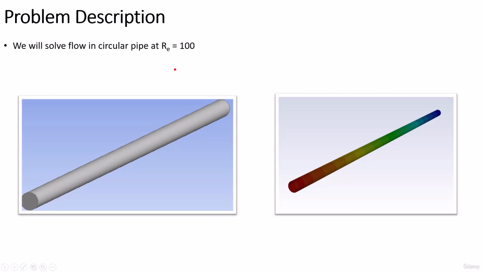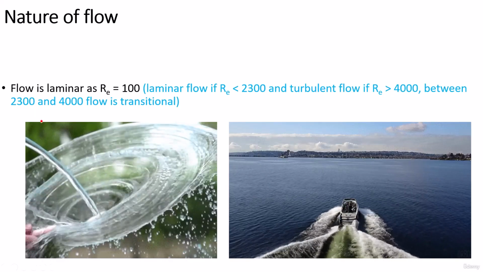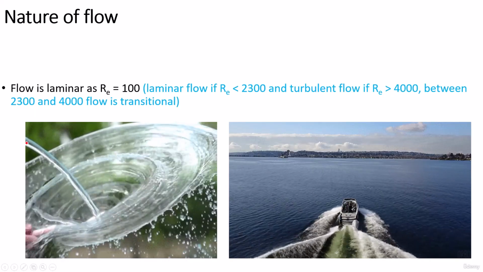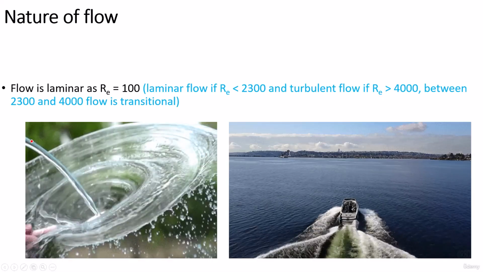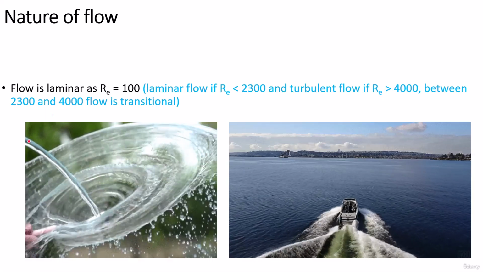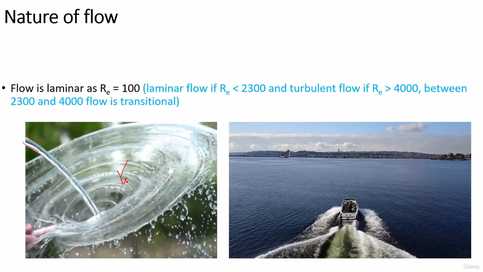So the problem description is that we are going to solve the laminar flow in a circular pipe at Reynolds number 100, and because it is less than 2300, the flow is laminar. If the Reynolds number is greater than 4000, then the flow is turbulent. In between 2300 and 4000, the flow is transitional. So it's a theoretical analysis. Here are some animations that show you that initially the flow is laminar, and then the flow goes through transition, and then the flow becomes fully turbulent here.